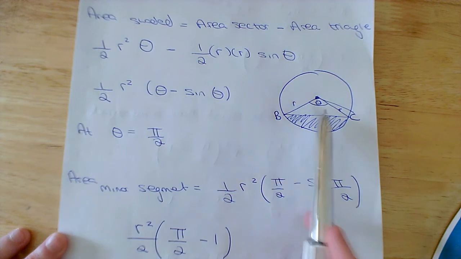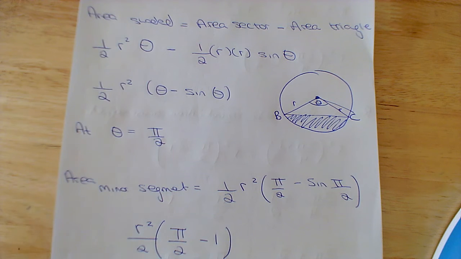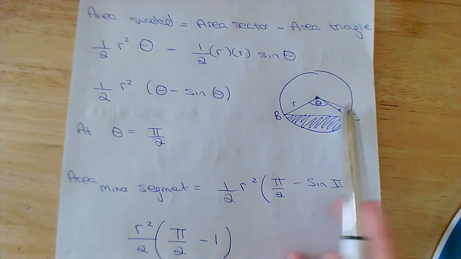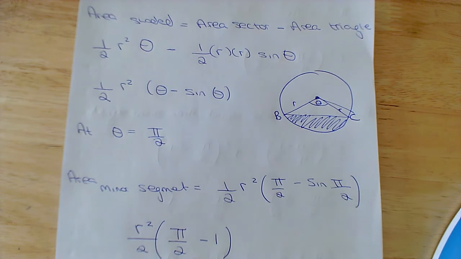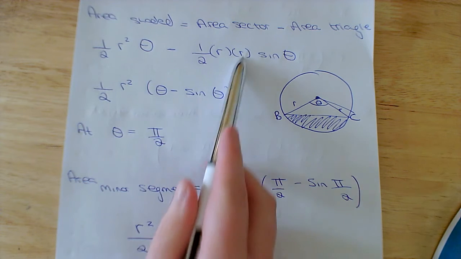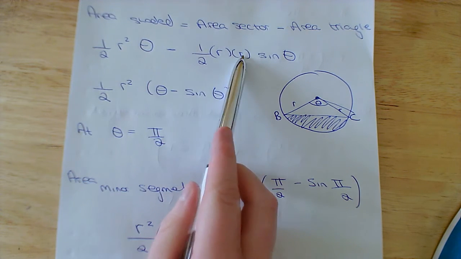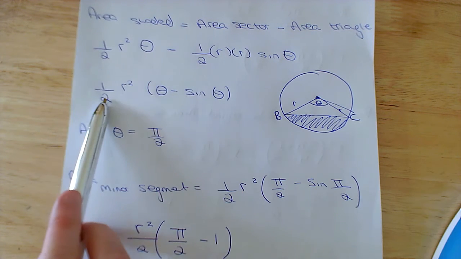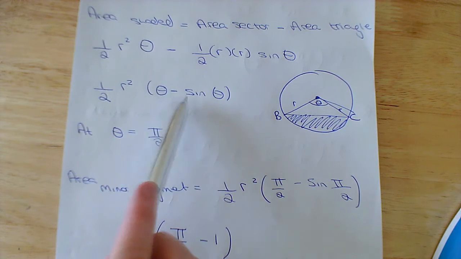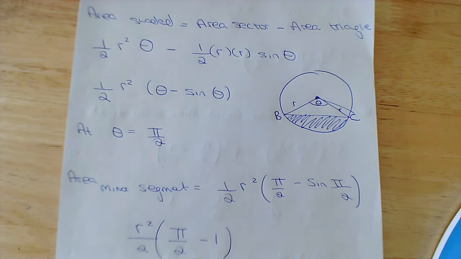Minus then the area of my triangle. We're using the formula half ab sine C, so half, the side is r, the other side is r, so that's where I get my two r's from, sine of the angle in between, theta. So then I have half r squared, taking out the highest common factor, so I'm left with half r squared, theta minus sine theta, and that's that there.